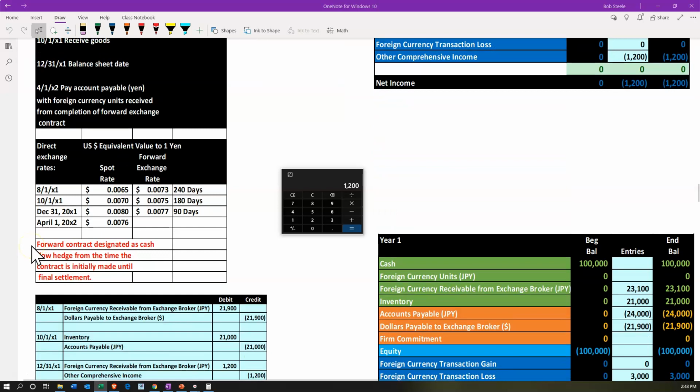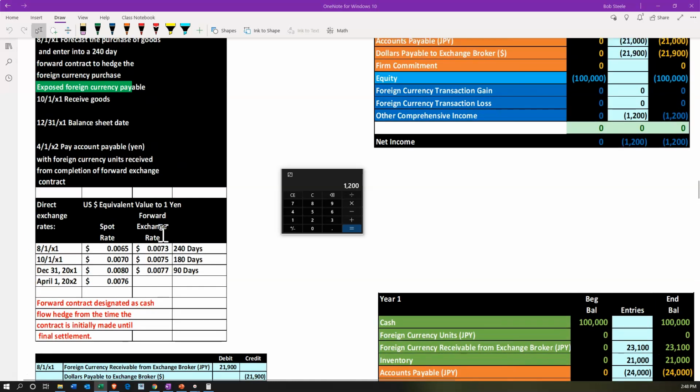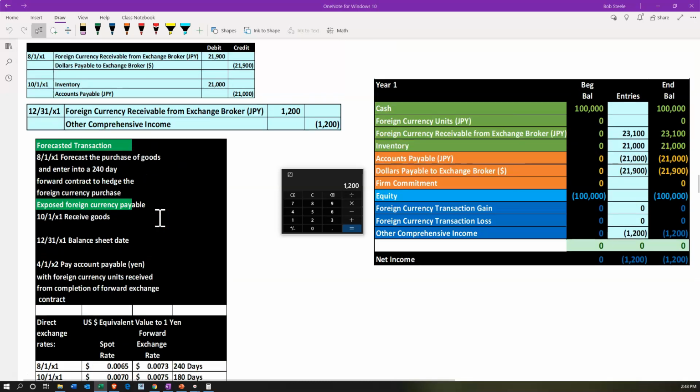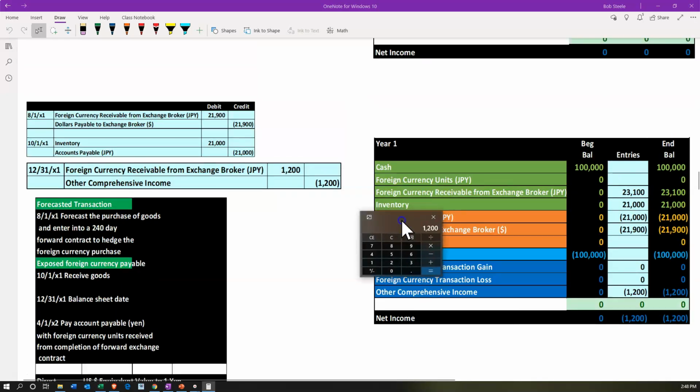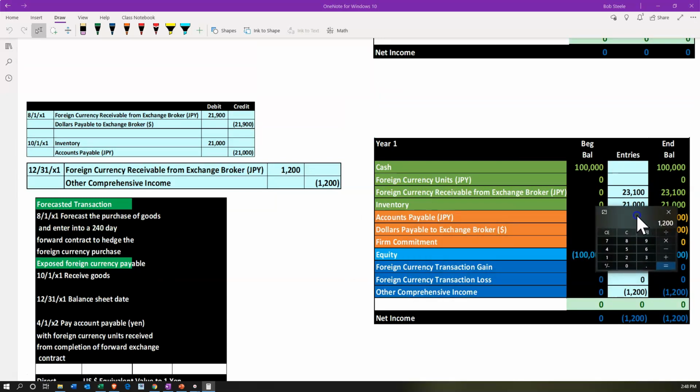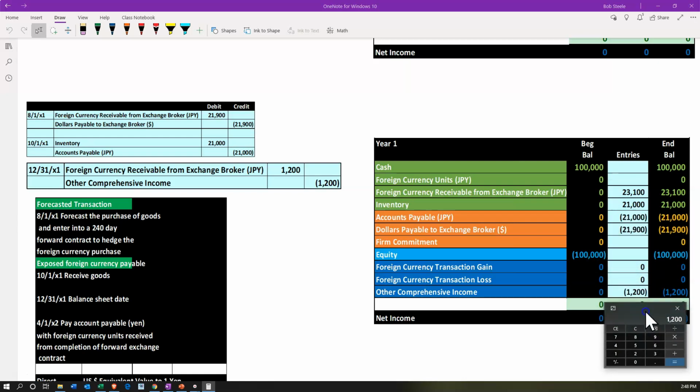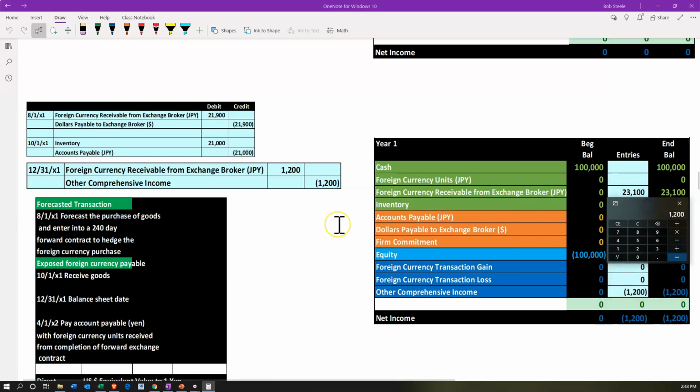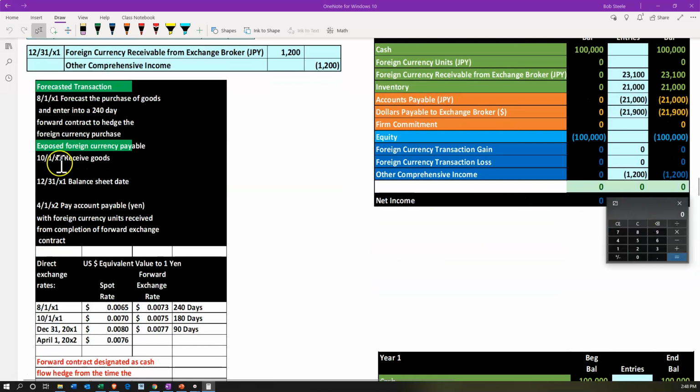And because it's a forward contract designated as a cash flow hedge from the time the contract is initially made until the settlement date, we're recording that not into the normal gain or loss, but including it in the other comprehensive income. So that means the foreign currency receivable from the exchange broker is going to be on one side of this now at the 23,100, and the other side is included in the other comprehensive income. We now have the 23,100 in the foreign currency receivable from the exchange broker. That can be calculated as the 3 million times the current forward rate, 0.0077, and that's going to be the 23.1.